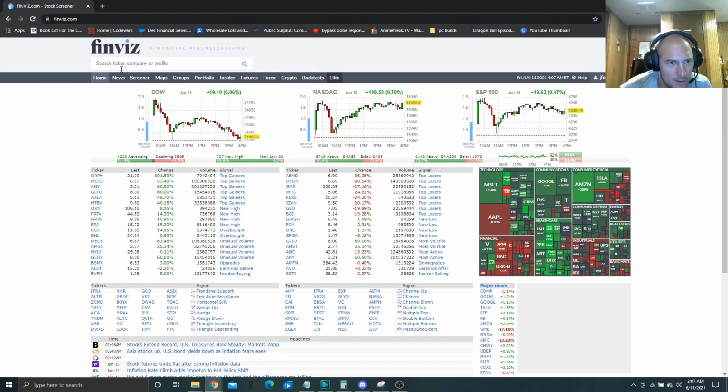This is finviz.com, and we're looking at the home page. Right off the bat, what we can look at here is this area. You can see a snapshot of the Dow, a snapshot of the NASDAQ, and a snapshot of the S&P. You can see the percentage of advancing, declining, new highs, and then above the SMA 50 and below the SMA. So this is going to tell you that 70.4% of stocks currently are above their 50-day moving average, meaning that they're in a medium-term uptrend, and then 75% are above their 200, meaning that they're in a longer term uptrend.